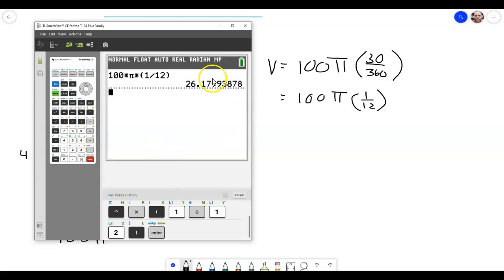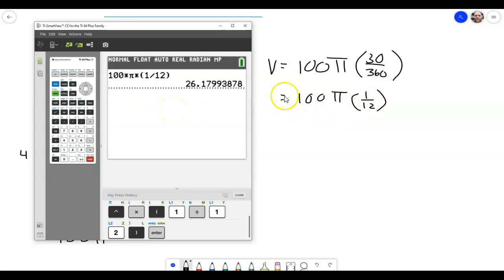And I'm going to get an answer of 26.17993878. Now, depending on how many decimal places I want to go, if we went to the tenth decimal place, or the tenth position, that would be 26.2. If I went to the hundredth or the second decimal place, that would be 26.18. If I went to the third decimal place, that would be 26.180, and so on and so forth.